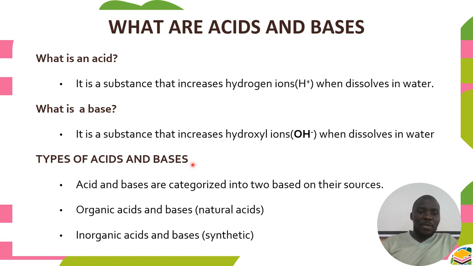Types of acids and bases. Acids and bases are categorized into two based on their sources. We have organic acids and bases, that is natural acids and bases, and we have inorganic acids and bases, which are also known as synthetic. Synthetic simply means they are synthesized in the lab. They are simply made in the lab, while natural means they can be obtained from either plants or animals.